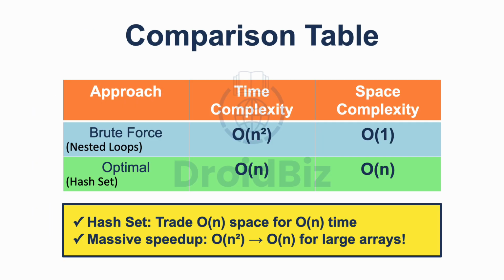Finally, let's compare both approaches in a table. Looking at the approach column, we have brute force and optimal hash set. For time complexity, brute force is big O of n squared. The optimal approach is big O of n. For space complexity, brute force uses big O of 1. The optimal approach uses big O of n. What can we conclude? The hash set dramatically improves time complexity. We trade extra space for much faster execution. For large arrays, this trade-off is absolutely worth it. And that's how we solve the contains duplicate problem efficiently.